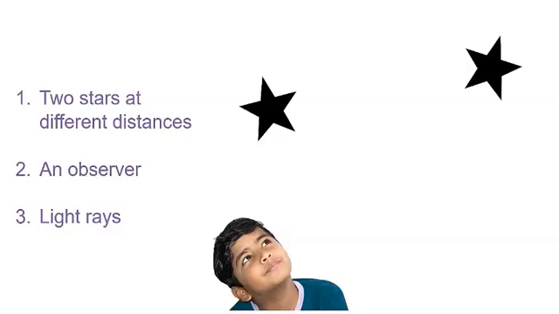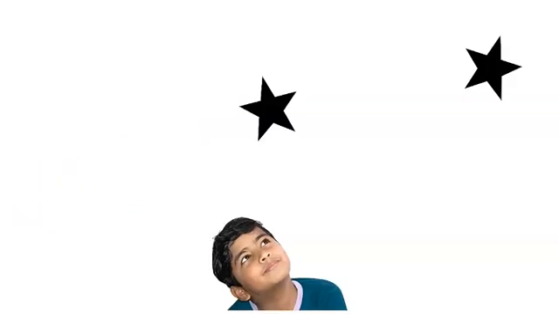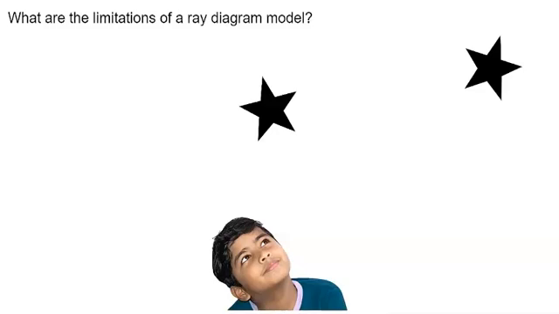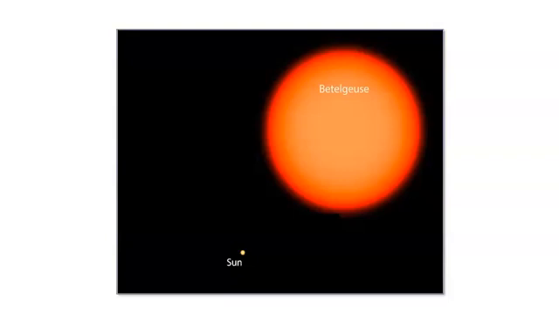One of your tasks after this lesson will be to draw a ray diagram to show the different apparent brightness of two stars. But before you draw your ray diagram, let's think about some of the limitations of this type of model. What are the limitations of a ray diagram model? I can think of one. The distance in the diagrams will not be realistic because stars are very far away, and not all stars have the same size or brightness. We know Betelgeuse is actually much larger and brighter than the sun, but that difference will be hard to show in our model.